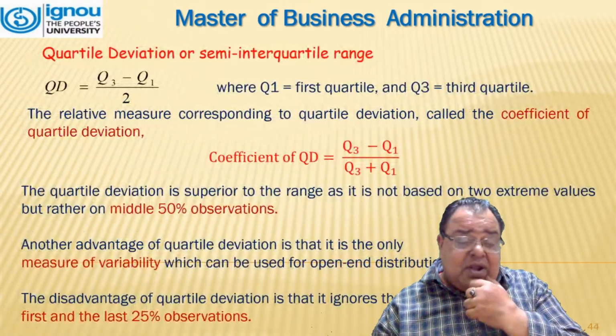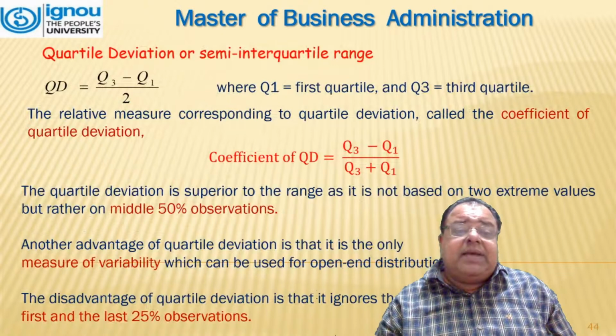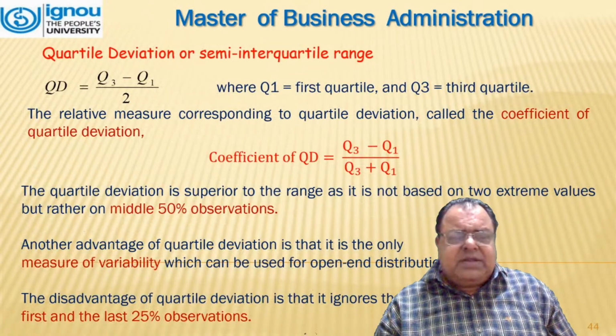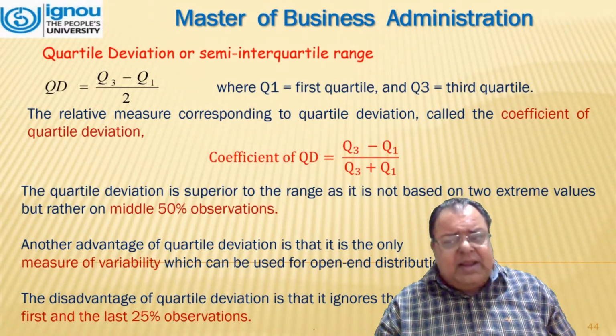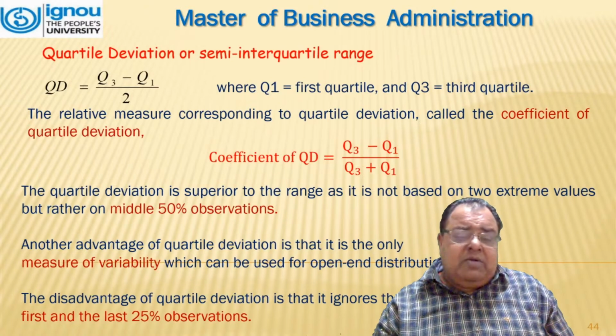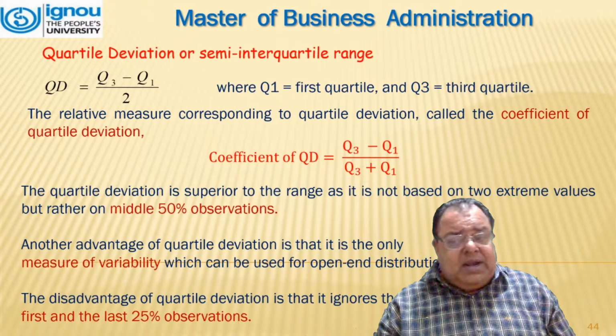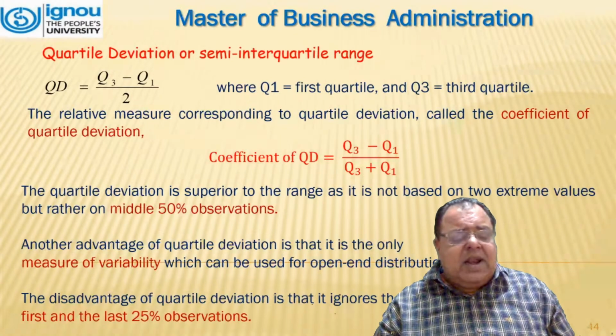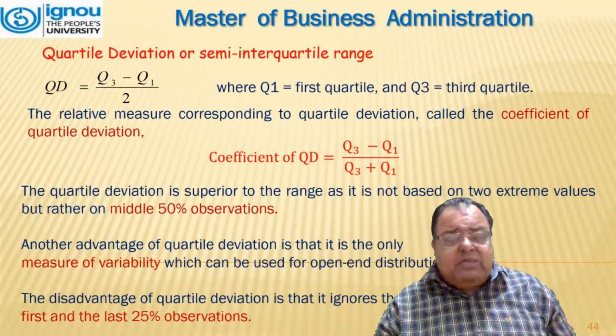Now comes your quartile deviation or semi-interquartile range. We know that quartile deviation is Q3 minus Q1 by 2, where Q1 is the first quartile and Q3 is the third quartile. The relative measure corresponding to quartile deviation is the coefficient of quartile deviation, and the coefficient of quartile deviation is Q3 minus Q1 divided by Q3 plus Q1.